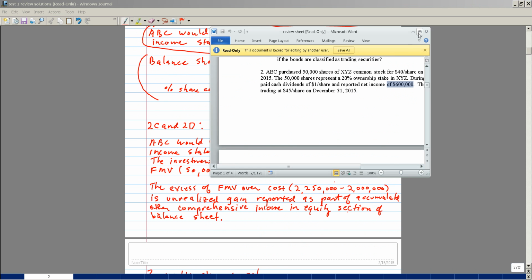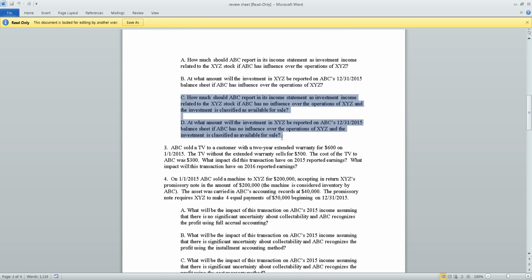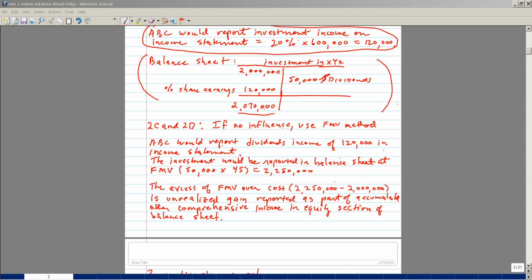Under Part 2C and D, it asks us to address again the income statement and balance sheet effects, assuming that we have no influence over the operations of XYZ and the investment is classified as available for sale. So in that case, we're just using fair value accounting of the type that we just discussed in connection with the bond. At the time we receive the dividends, we're going to debit cash, credit dividend income. So we would report $120,000 of dividend income on our income statement.